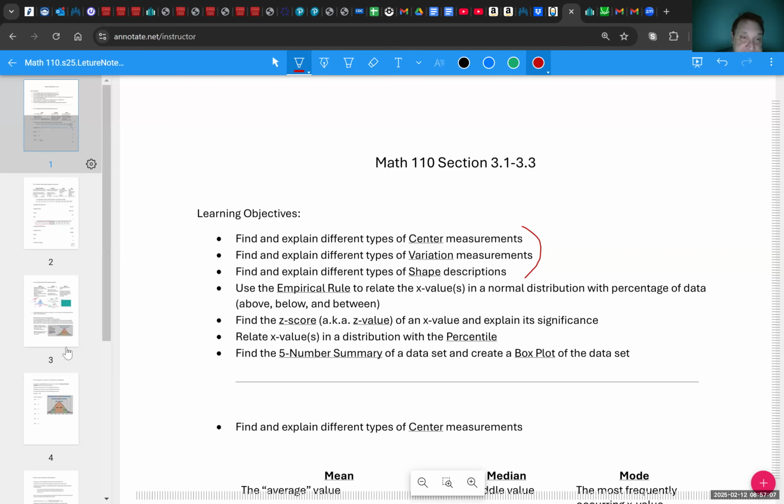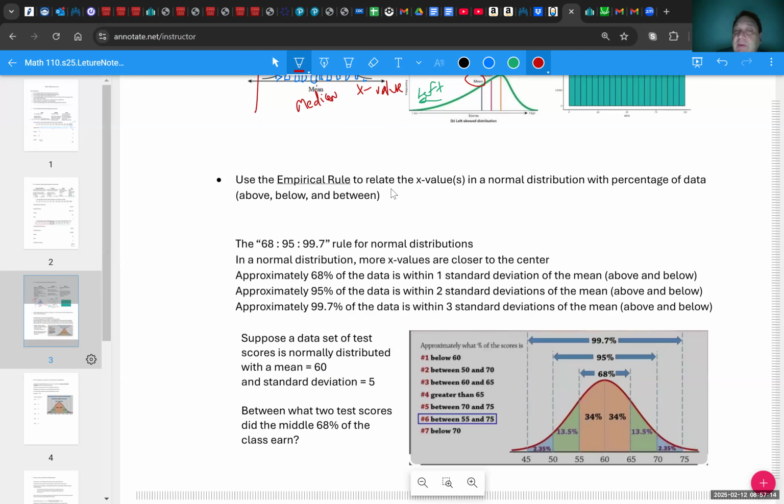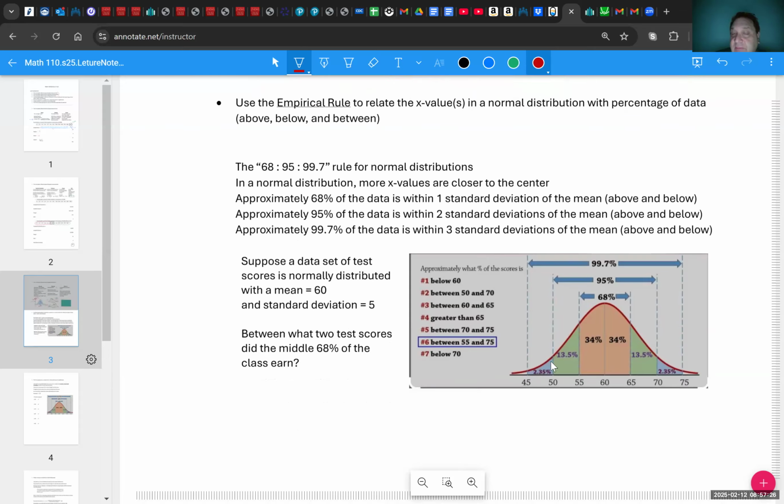So I'm going to jump to that. Here it is. Use the empirical rule to relate X values, that's the data values, in a normal distribution with the percentage of data above, below, and between. I have down here another normal distribution, from low frequency to high frequency to low frequency, and I have some other numbers put in there to help us with what the empirical rule is. Once again, data bunched in the middle, and less frequent outside of the middle.